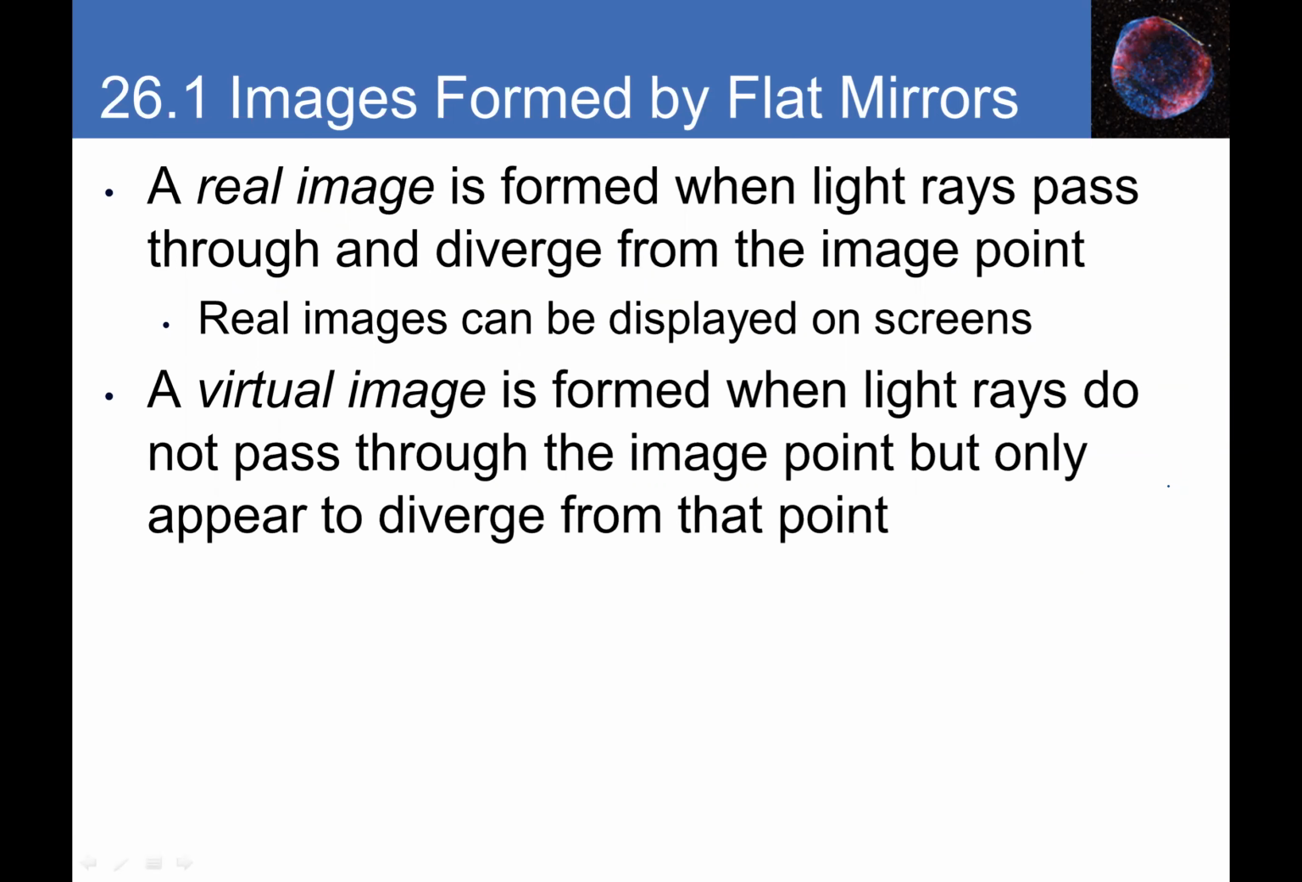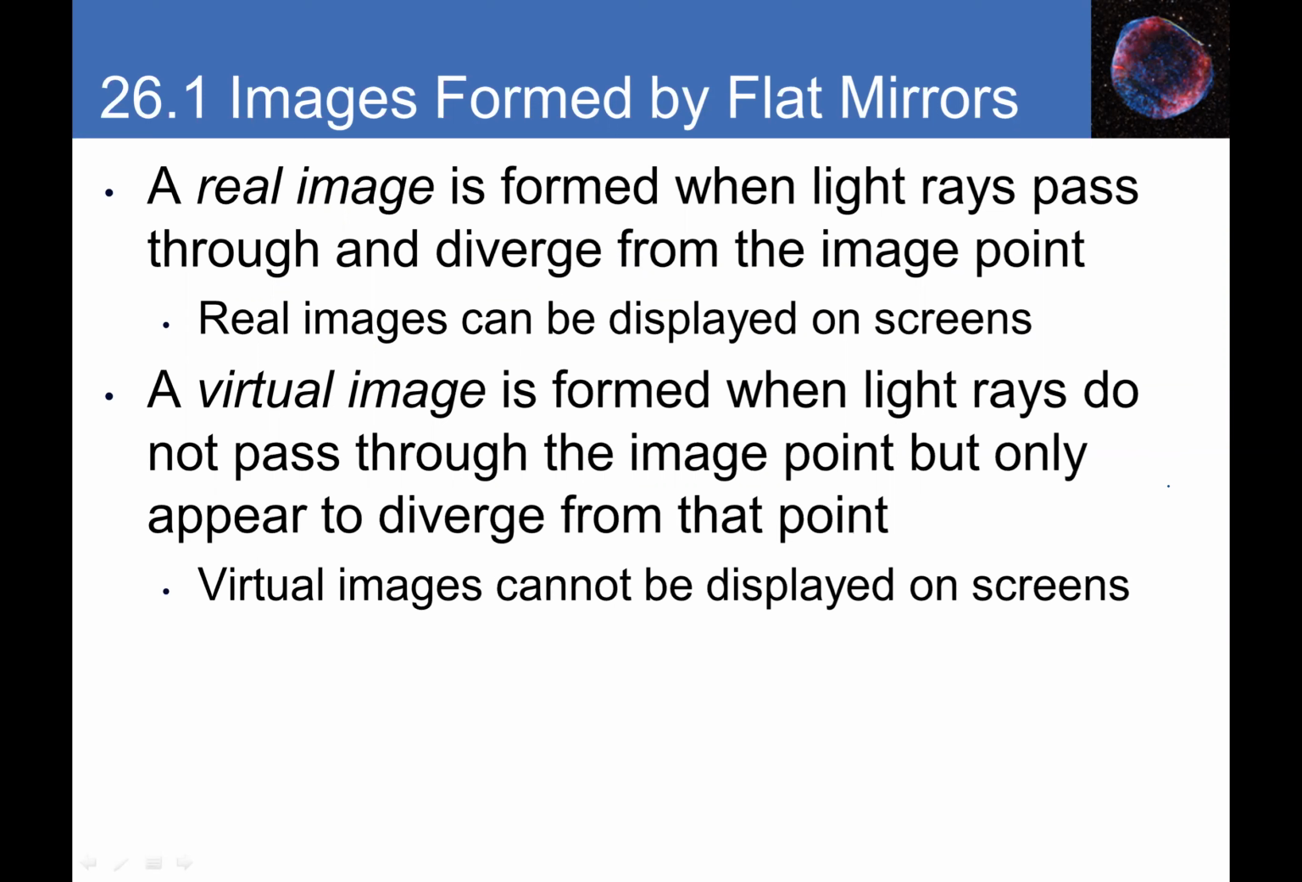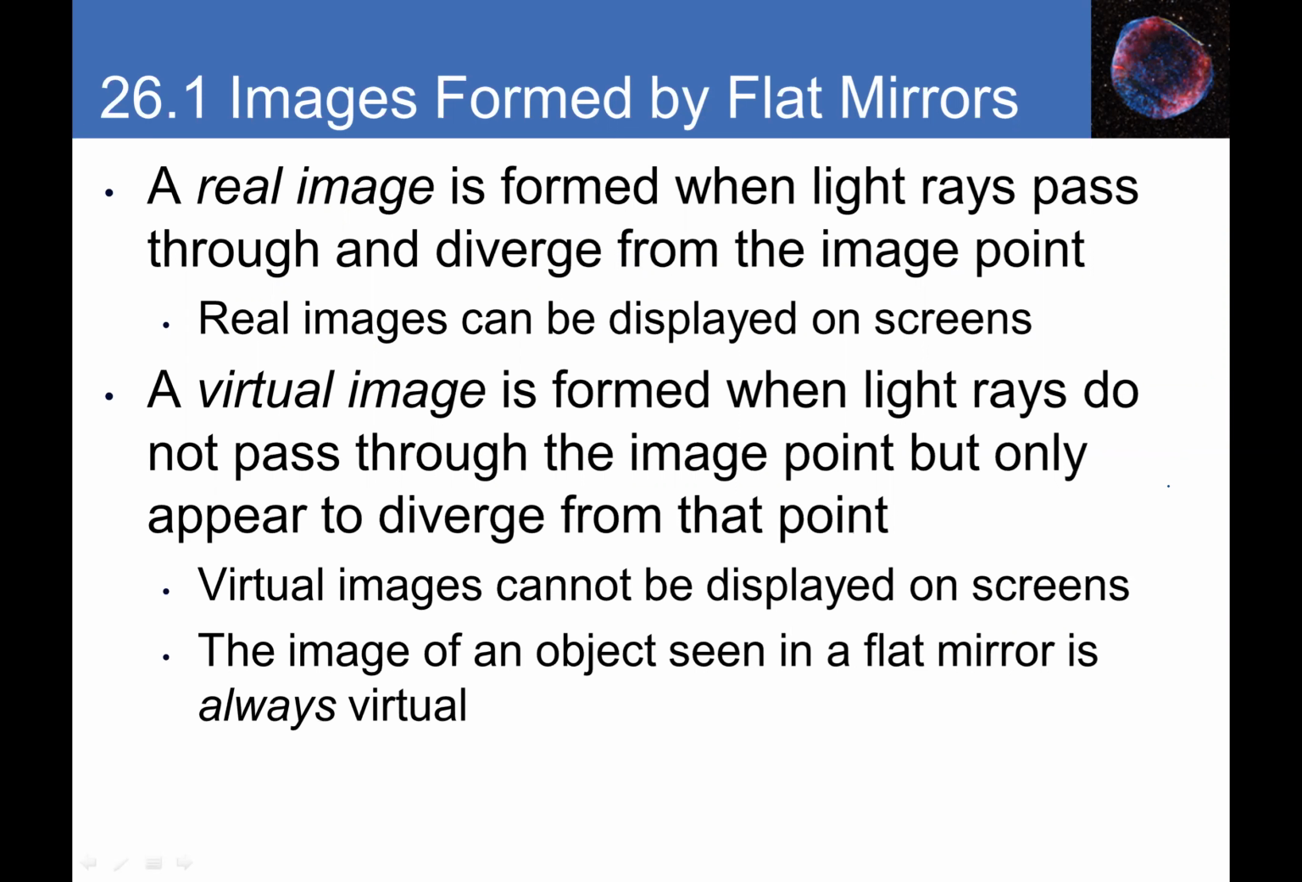Okay. So again, a virtual image is formed when the light rays do not pass through the image point, but only appear to diverge from that point. And you could see that's the case for the plane mirror. So virtual images cannot be displayed on the screen, and the image of an object seen in a flat mirror is always virtual. So flat mirrors always give you virtual images.